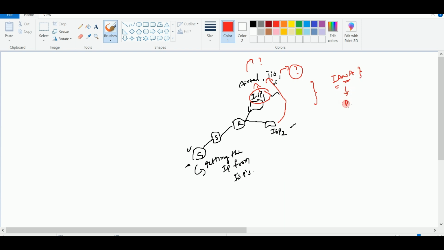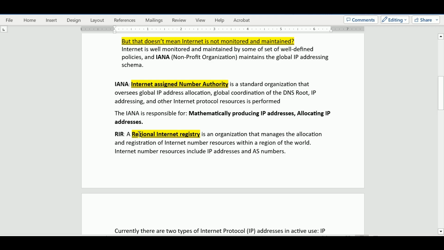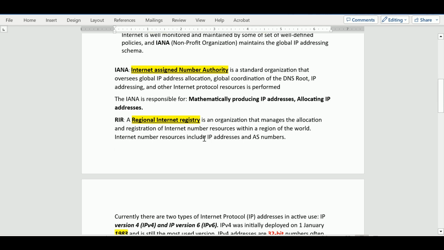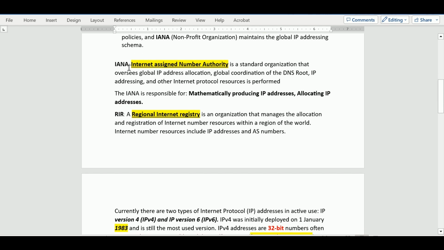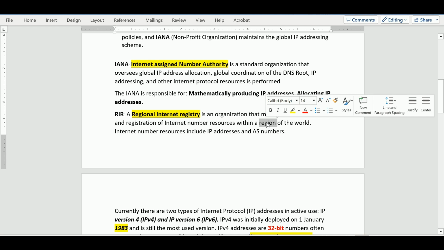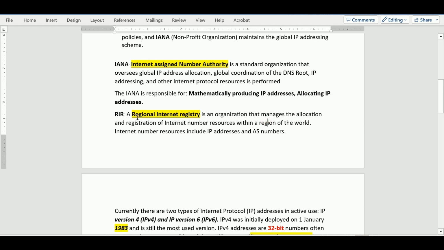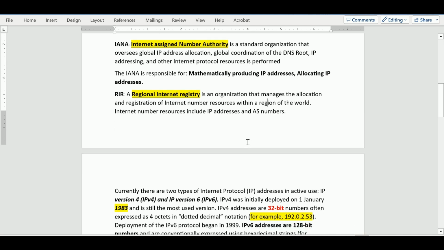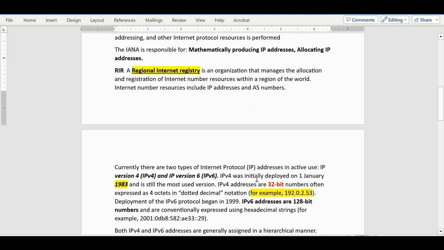To manage its work, it created one more organization called RIR. RIR stands for Regional Internet Registry. This will come under IANA. This is also a non-profit organization that manages the allocation and registration of internet resources within one region. It could be Asia Pacific, North America, or South America. They will handle the resources within that given region of the world.